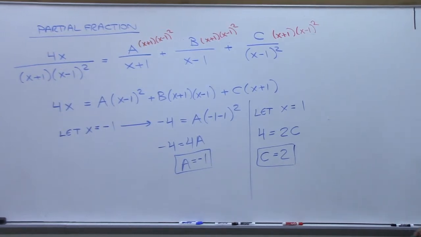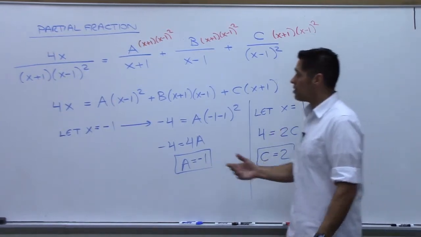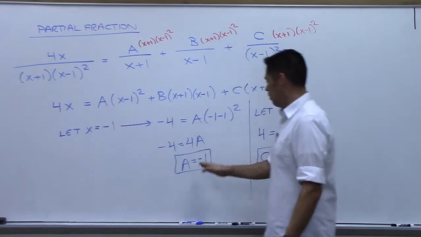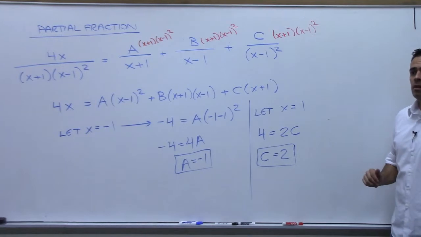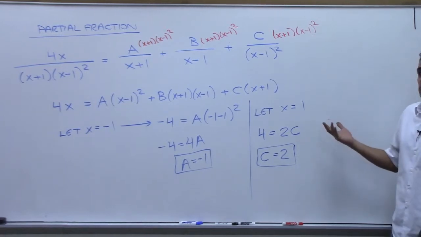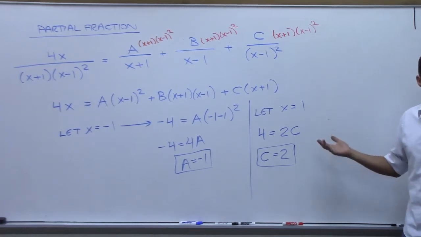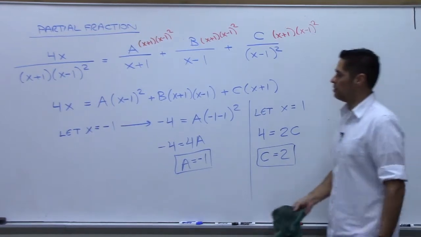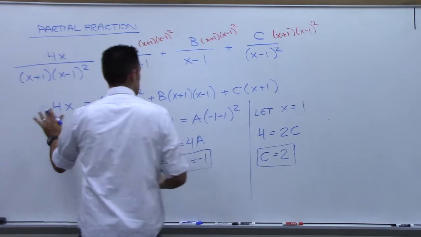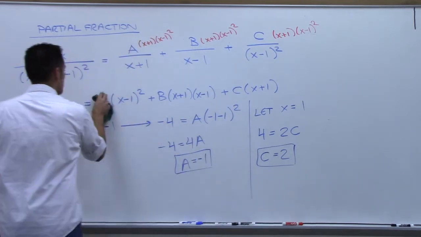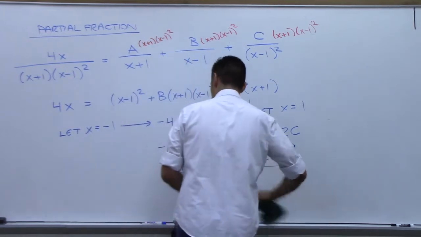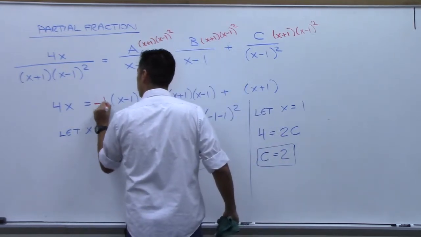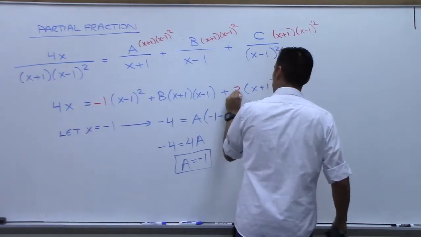So what's being suggested here is why don't we just come back in here and replace a with -1, replace c with 2, and then let x equal 0. Just plug any value you want in for x and see what happens. 0 is a nice one. 0 is always a nice one, right? So I'm going to rewrite this equation right here, but replace a and c with what I found, -1 and 2.